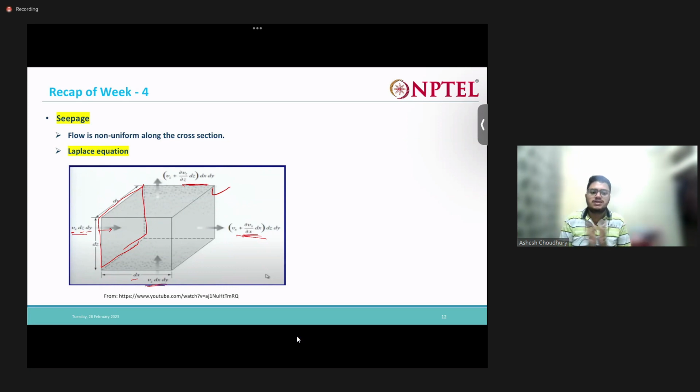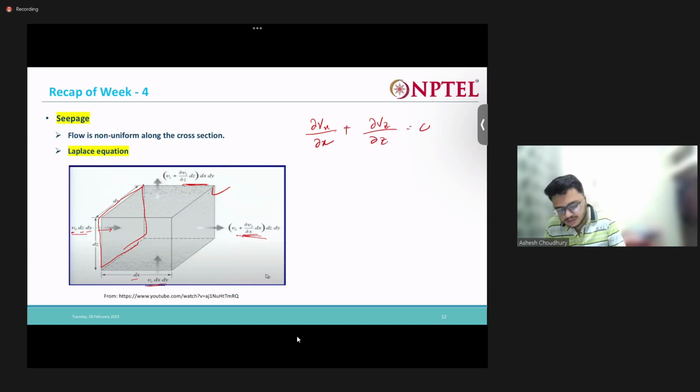Okay, so if the soil is completely saturated, and we are also considering that there is no volume change, whatever water enters, that same amount of water exits, and there is no volume change of the soil mass, right? So if we just equate the inflows and outflows, you can easily write it as dou Vx by dou x plus dou Vz by dou z equal to 0.